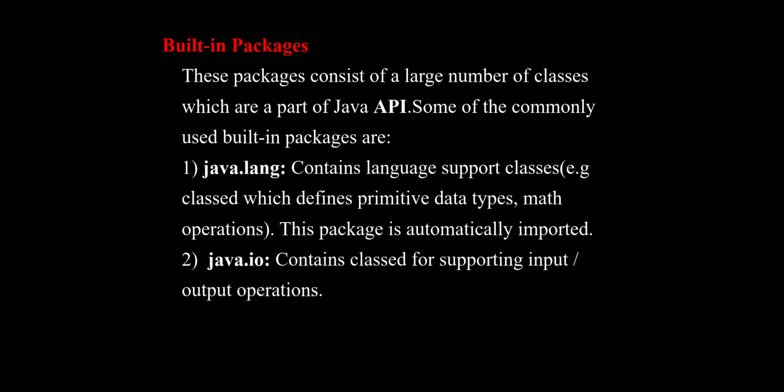Let's see the first one, built-in packages. These packages consist of a large number of classes which are part of the Java API. It includes n number of classes which are part of the Java API. Some of the commonly used built-in packages are there. Now we can see one by one.